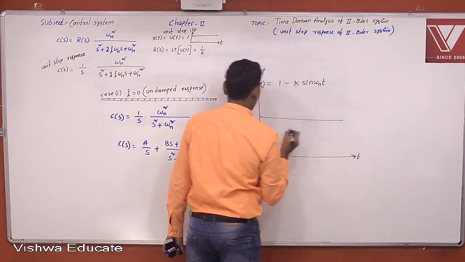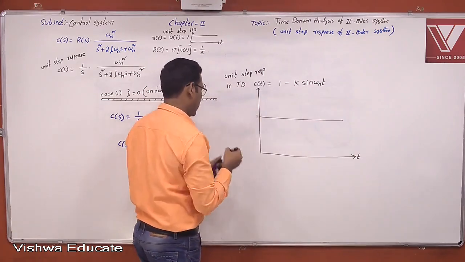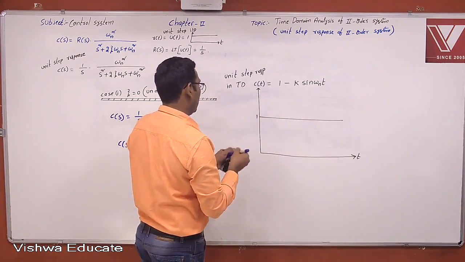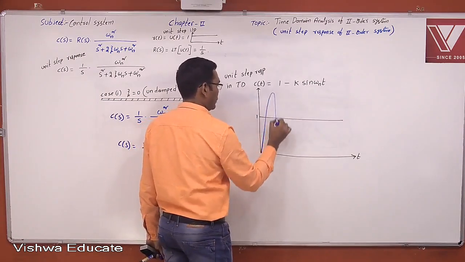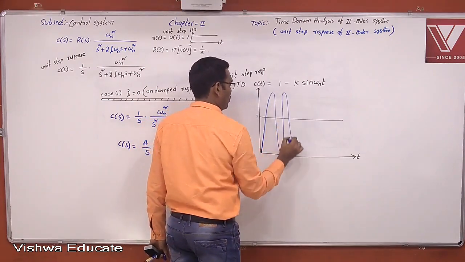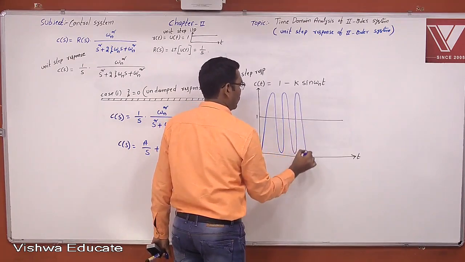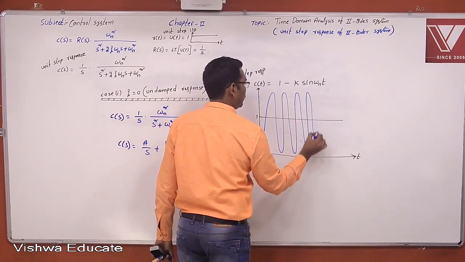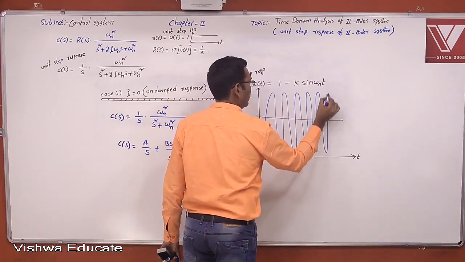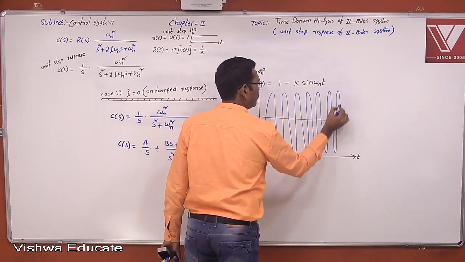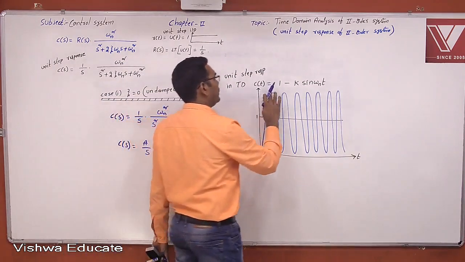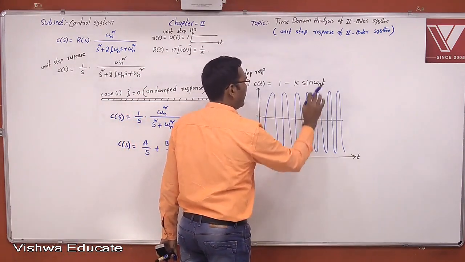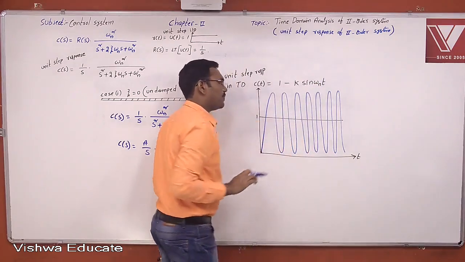Now this is the steady state level or reference level. Now the response is constant amplitude and frequency of oscillations. The response is maintained at constant amplitude and frequency of oscillation irrespective of the input.